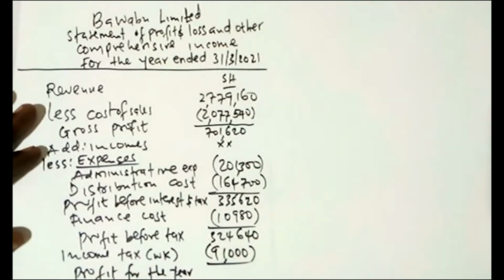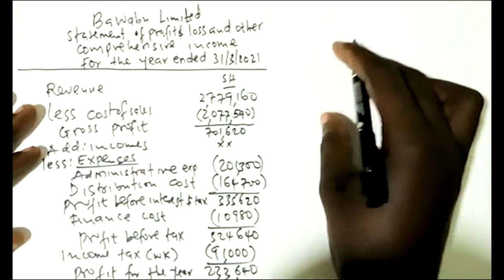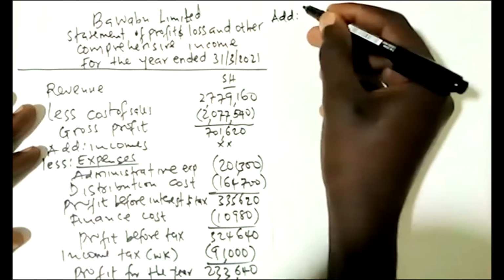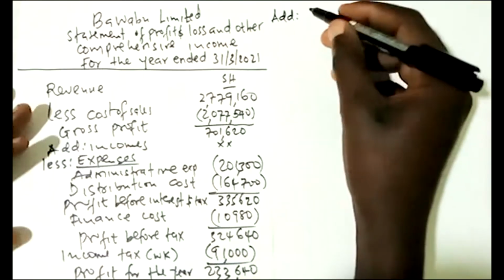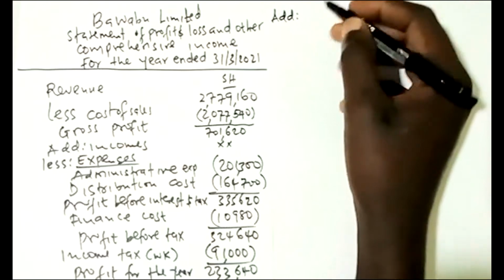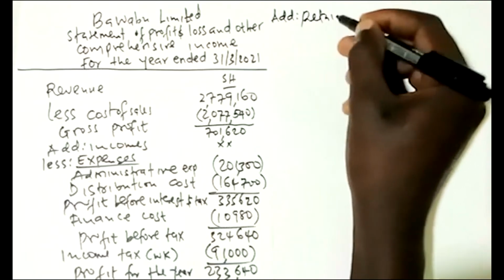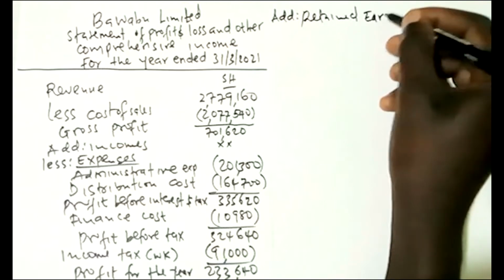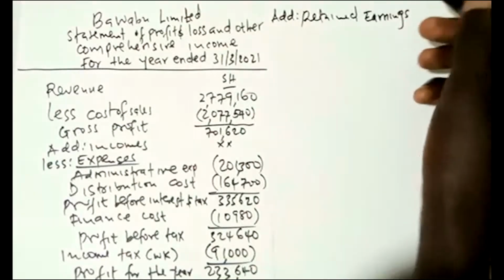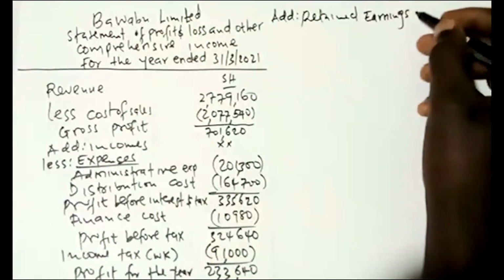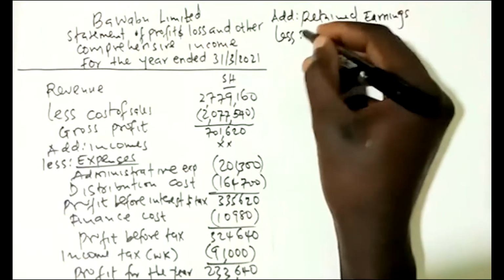So if we minus that 91,000, we get 233,640. Next we add other comprehensive income. But before other comprehensive income, I have to add the retained earnings. Retained earnings brought down. Then I raise dividends paid.